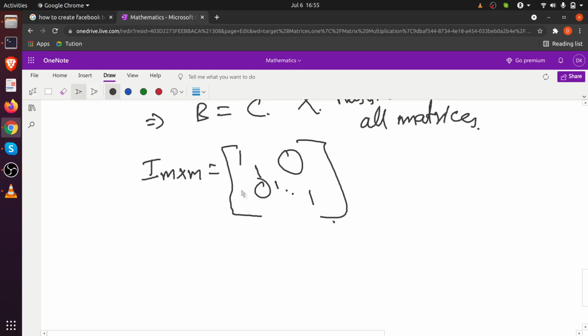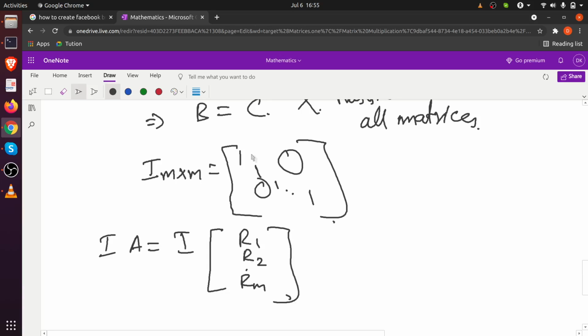In the last video I explained how matrix multiplication should be viewed. For example, if you take I into A, you can write the matrix A as m rows. Basically, the first row, 1 0 0, selects the first row; it's just a linear combination of all the rows, and the coefficient of R1 will be 1, the rest of the elements are 0. So this will just give you the matrix R1, R2 up to Rm, which is nothing but the matrix A.